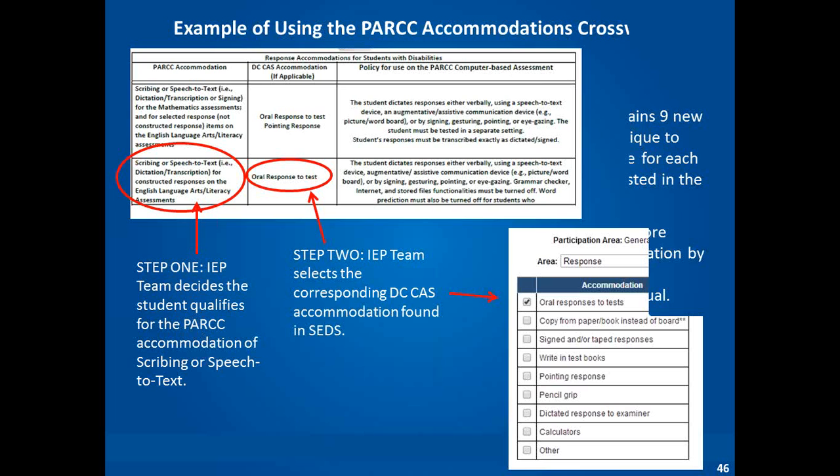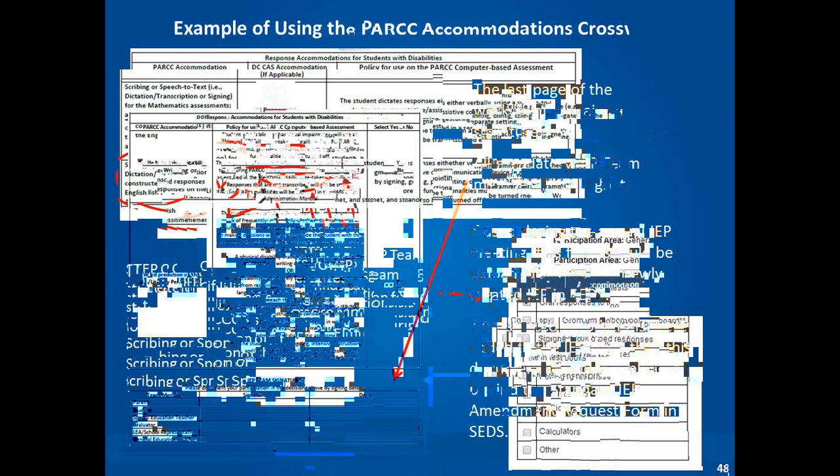Now, here is the extra worksheet for those 9 extra accommodations that you have not previously seen associated with DC CAS. Now, I'm not going to go into detail about these 9. You can read all about them on this worksheet, and then you can read about them very in-depth in the PARCC Accommodations Manual if you need to. This is a simple check yes or no box, and then this worksheet can be uploaded into SEDS as part of the IEP. Here's the bottom page of the worksheet.